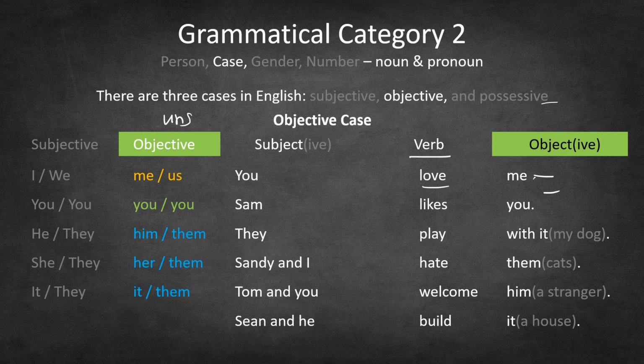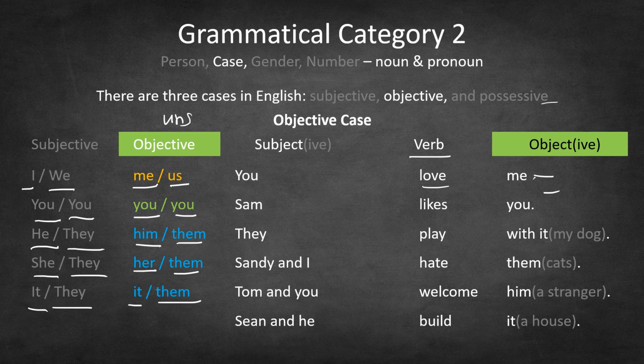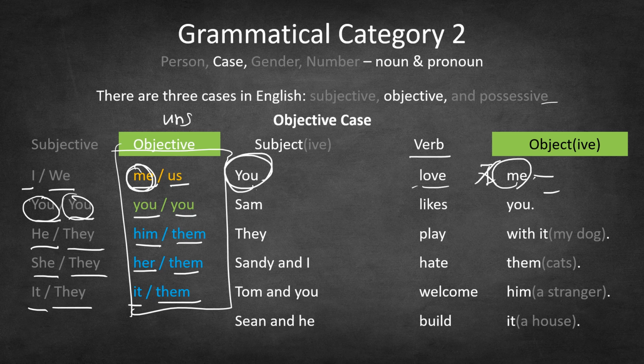Okay? I subject, me object, we subject, us object, you, you, he, him, they, them, she, her, they, them, it, they, them. You. This is you. Either you or you, right? You love me. Don't say I again. Use this object in the objective section.